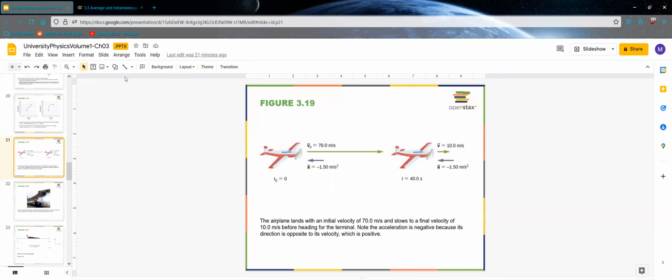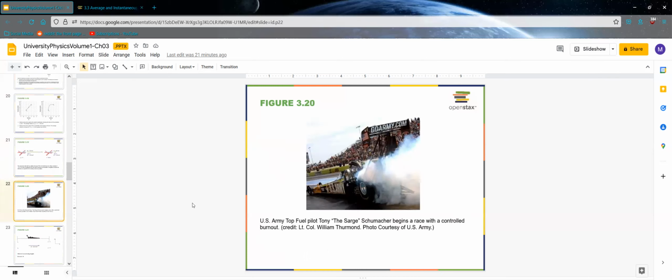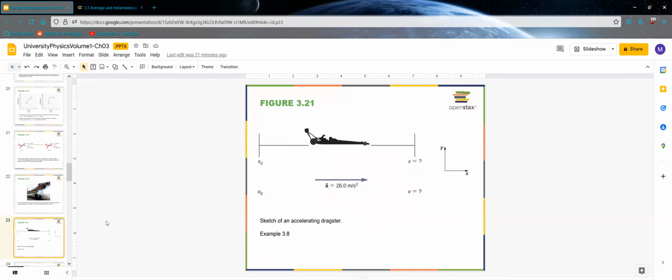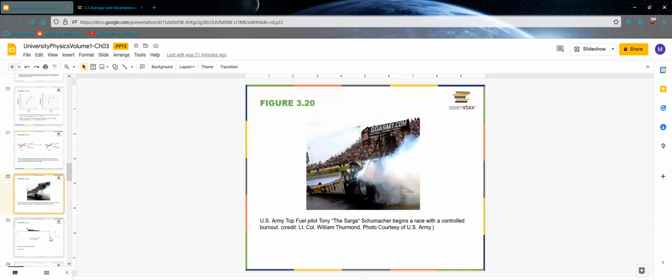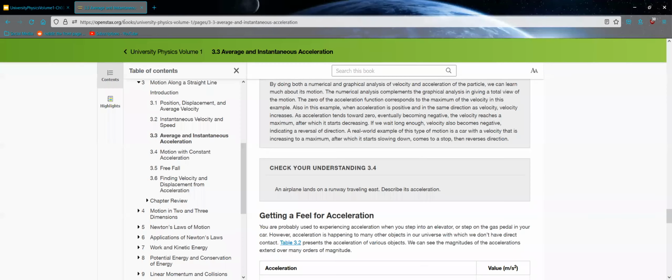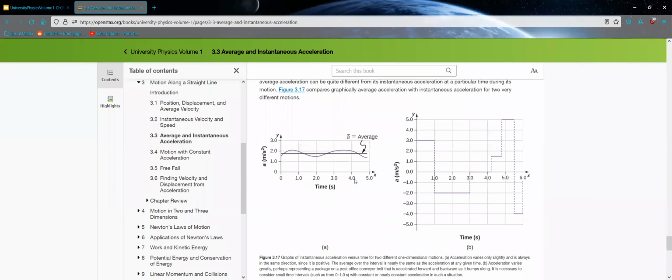Example from the text regarding acceleration, how that plays in. I'm not doing that one. I'm doing this one because I like dragsters. I used to be an NHRA fan. So we're going to go with Tony Schumacher in his example, 3.8. I want to say that's on the next chapter.